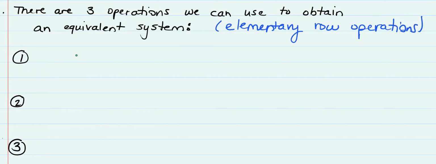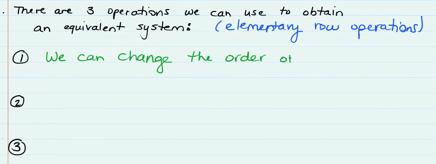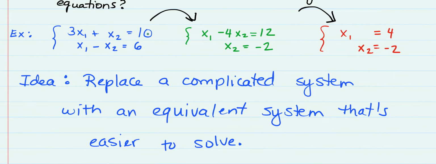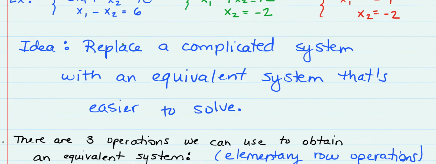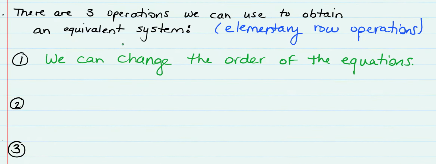So some things we can do. The first one is we can change the order of the equations. Notice in the first example, if I switch these two, if instead of writing 3x1 plus x2 is 10, I put this one here and then I put this one here, I'd get the same set of solutions. I've just reordered the linear system. So that doesn't change the set of solutions.